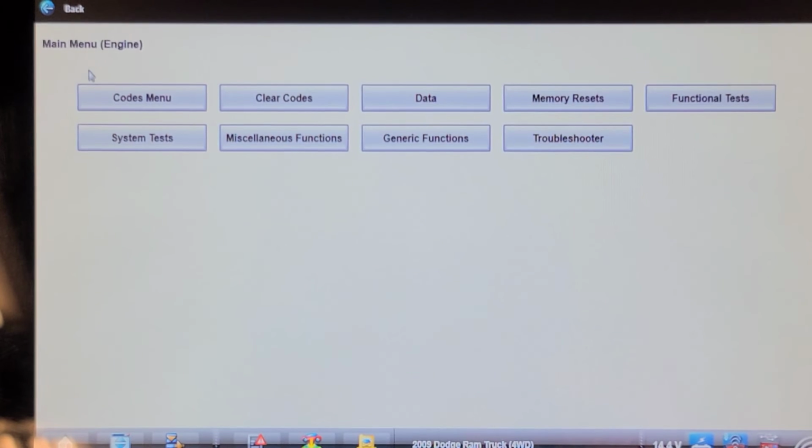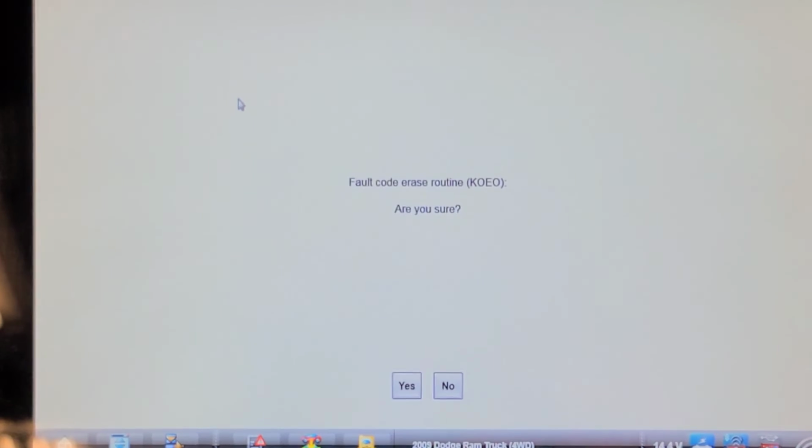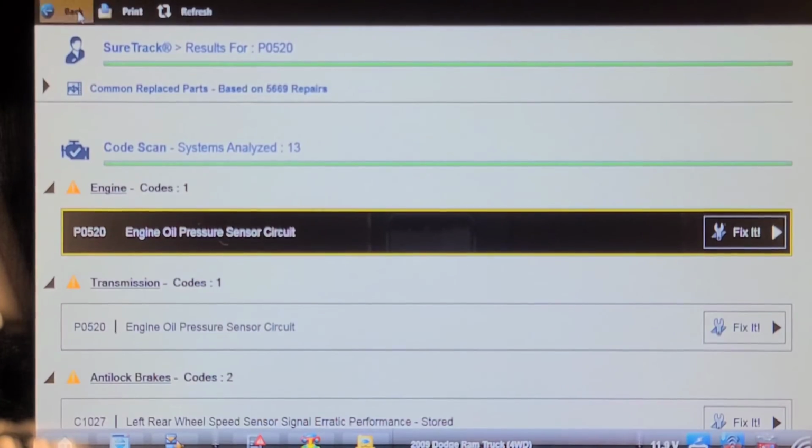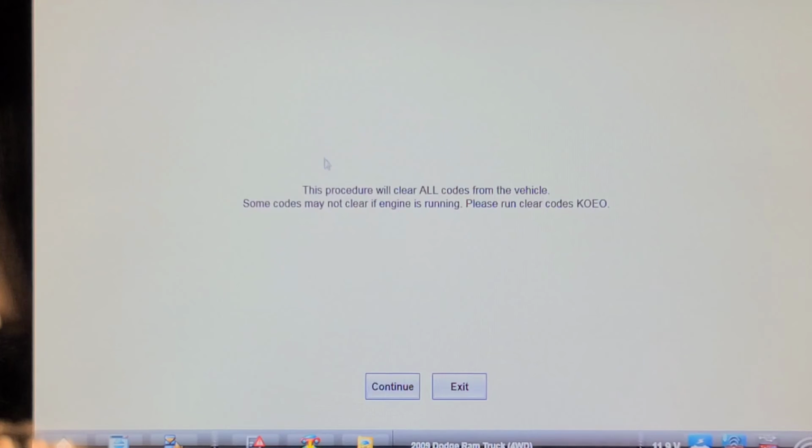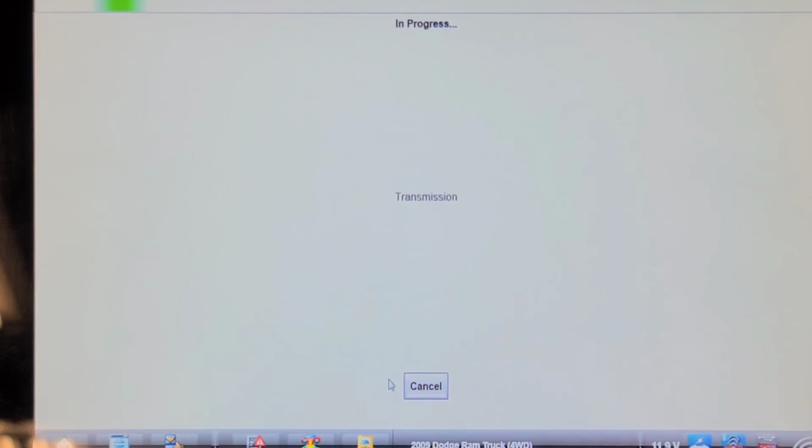I'm going to clear the codes. Got to do that key on, engine off. So I'm going to do a network code clear because I got a record of all these codes. We'll discuss with the customer the rest of the other issues. They're all secondary problems. And who knows how long they've been there. As I said, this is the first time I'm working on this vehicle, so I have no history on it whatsoever.